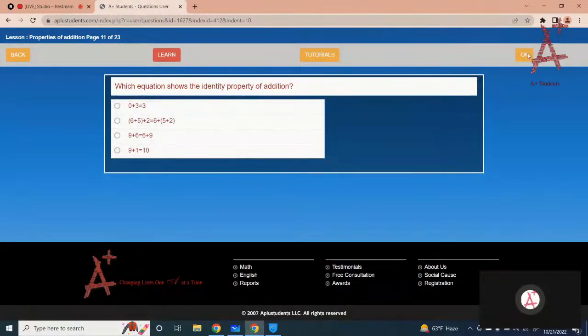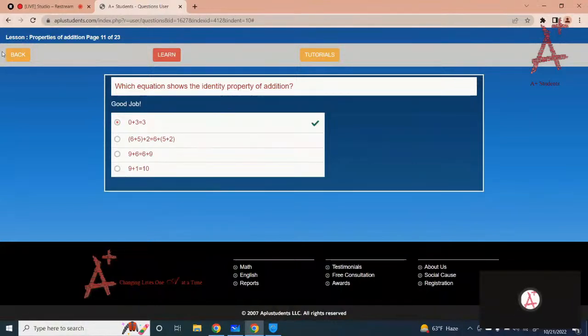Okay, which equation shows the identity of addition? The identity property of addition is whenever you have 0 involved, so 0 plus 3 equals 3, that would be the identity property. Got it? Okay, so you can complete that test by yourself later today.